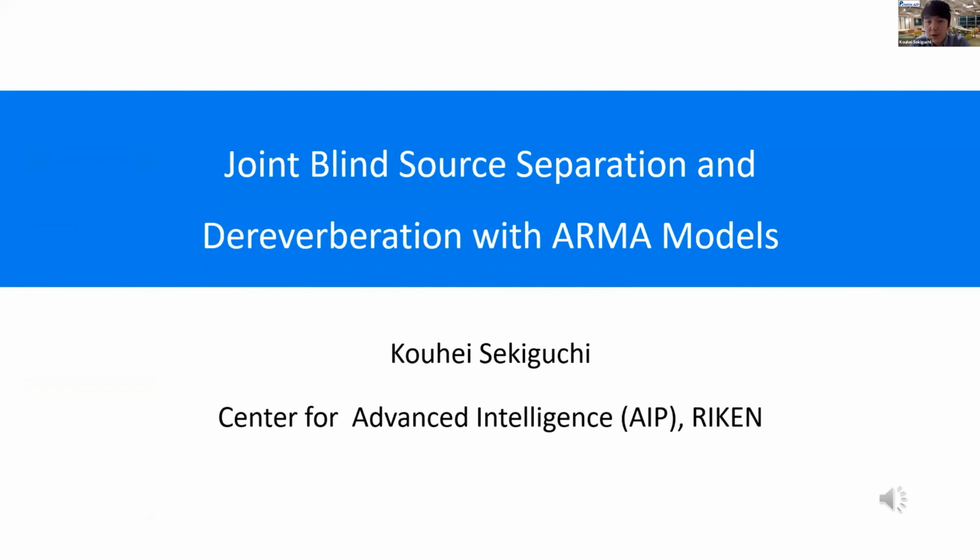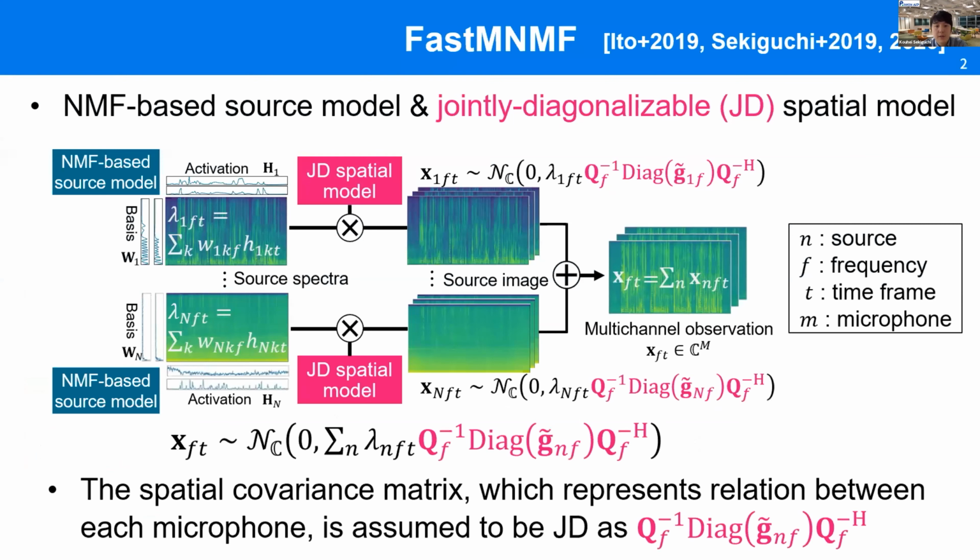My name is Kohei Seguchi. In this section, we will focus on FastMNMF and its extension for joint blind source separation and dereverberation. As explained in the previous section, we formulate a probabilistic model of the multi-channel observation, X_FT, by using a source model and a spatial model. In FastMNMF, an NMF-based source model and a jointly diagonalizable spatial model are used.